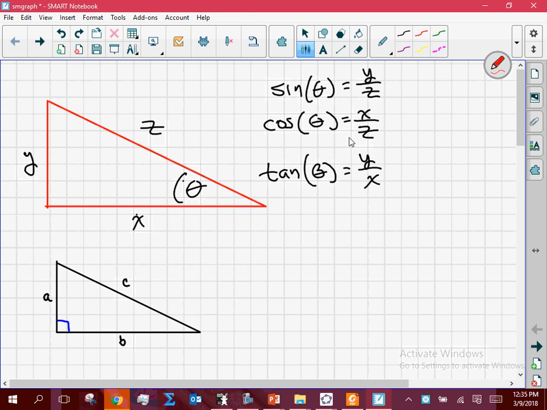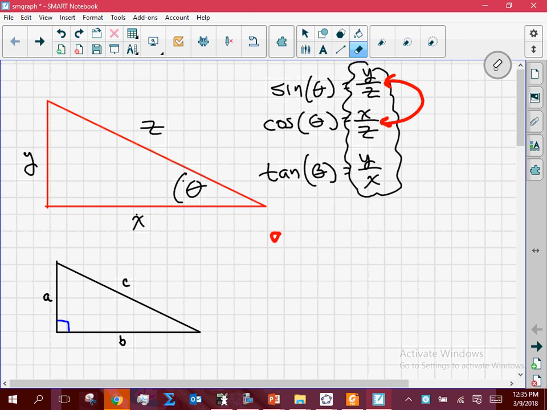Okay. I'm going to look at these three ratios and see if I can do some work with them to figure out a relationship that's pretty useful. And what I'm going to do is start with these two right there. I take y divided by z. That's that ratio right there, right? I'm going to divide that by that ratio, x divided by z.